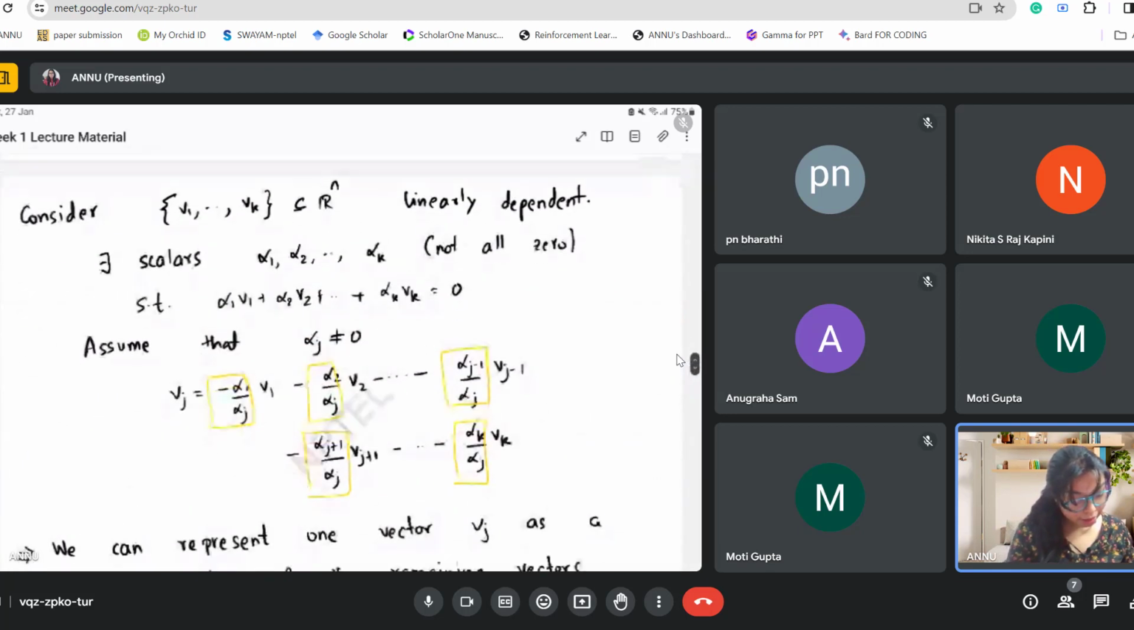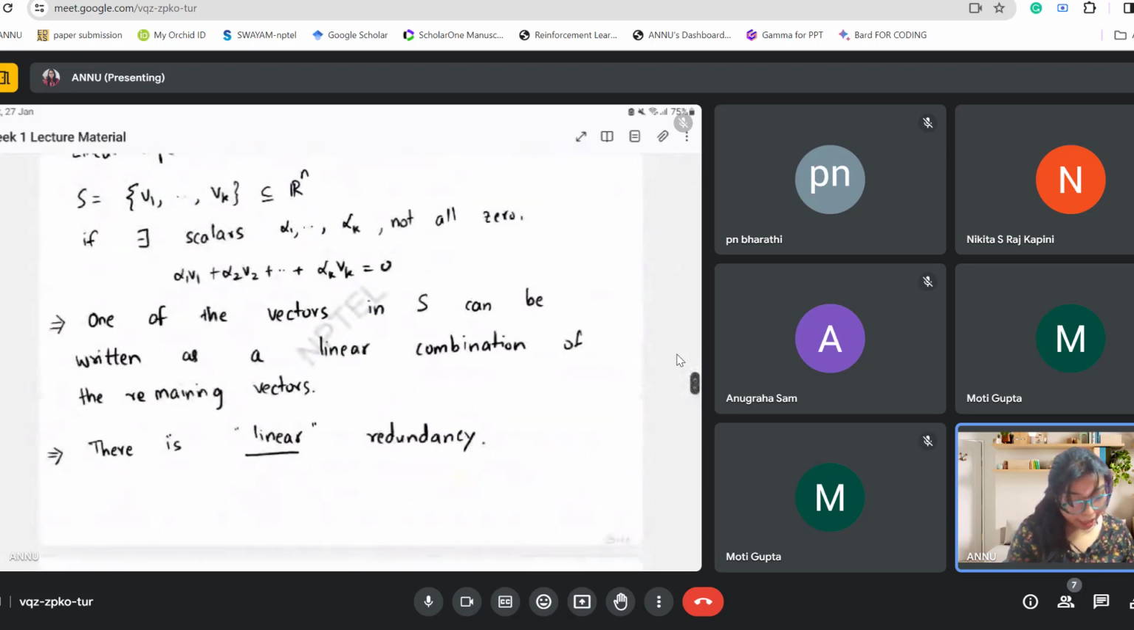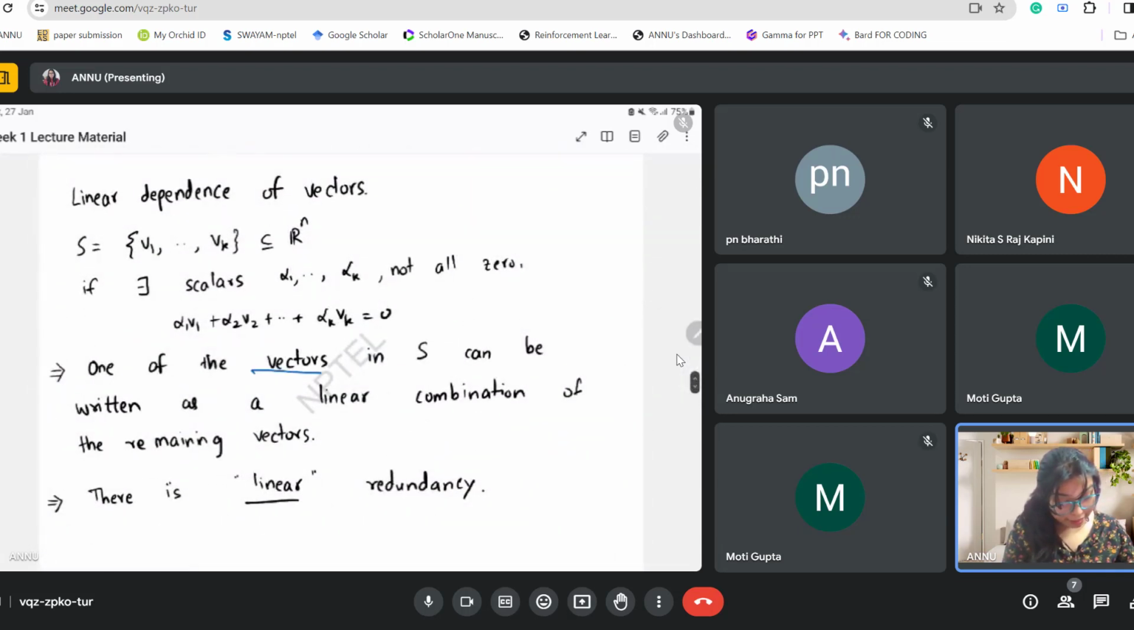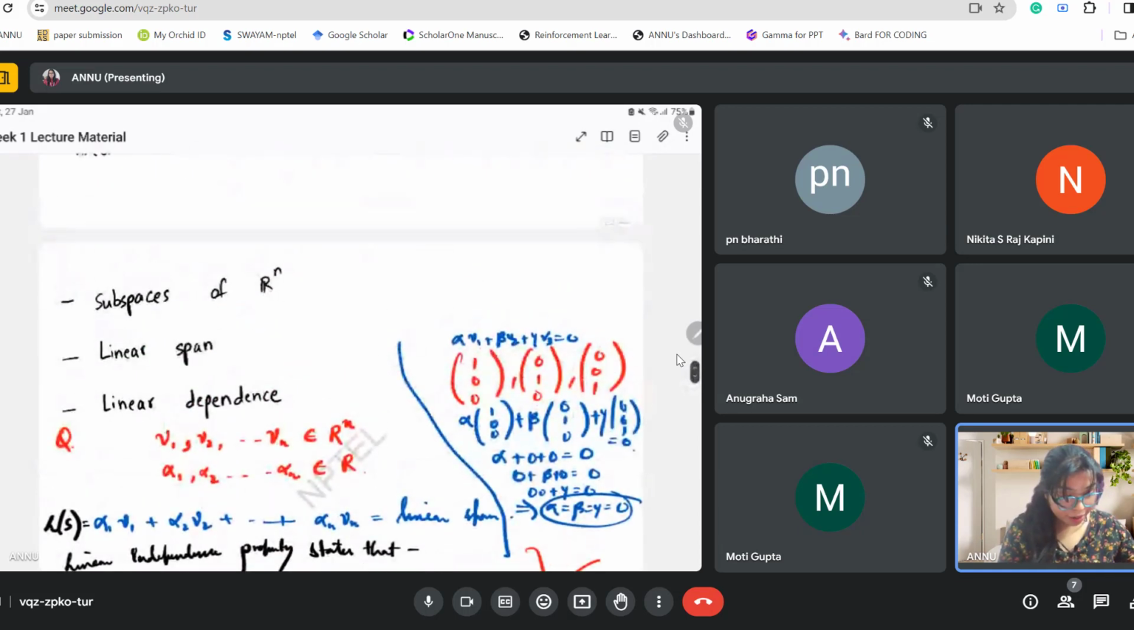So that's what Sir taught about linear dependence and linear independence in the last lectures. And one of the vectors in S can be written as a linear combination of the remaining vectors if they are linearly dependent. Now, in this example, we cannot write one vector as a linear combination of the other two vectors. So that's why these are linearly independent.